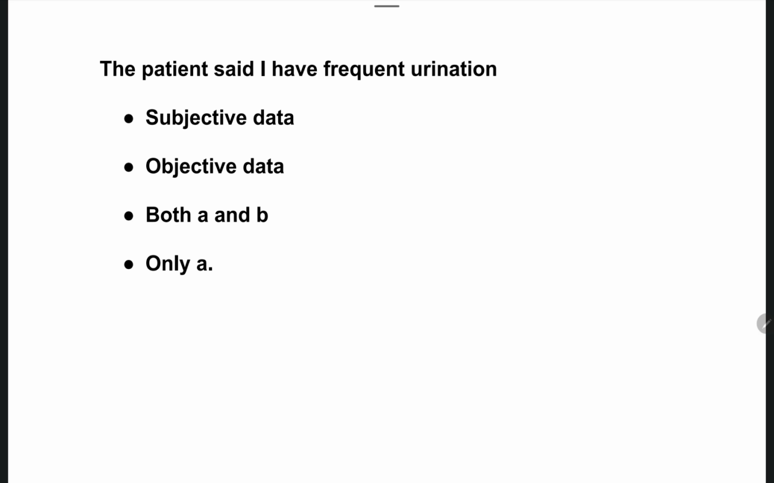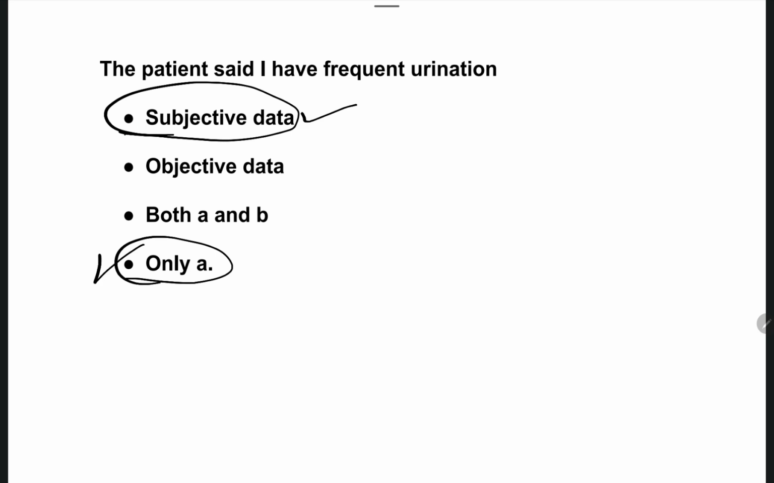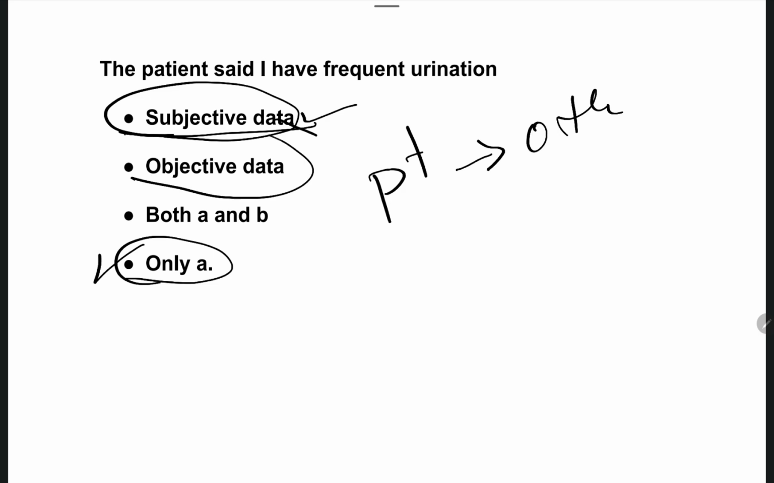That is only A. The right option is subjective data. So subjective data is nothing but the patient is saying to the other person. Okay. Objective data is nothing but we are observing on the patient. Okay. That is objective data.